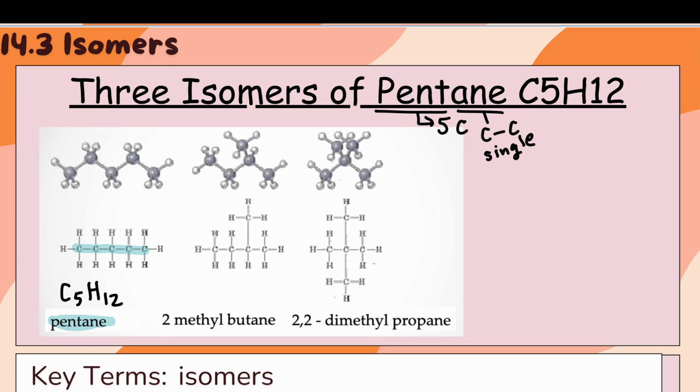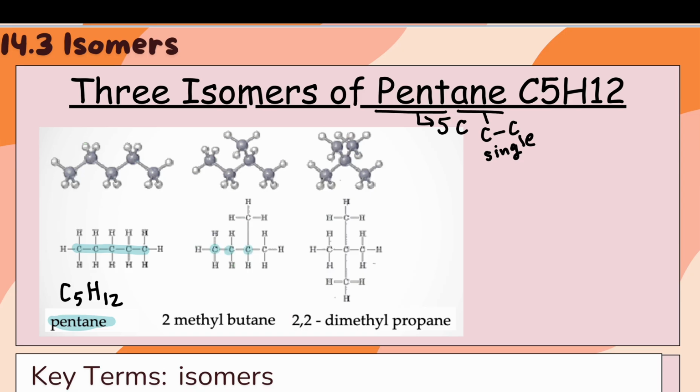Okay, but now it's saying that 2-methylbutane and 2,2-dimethylpropane are isomers. Notice how they look completely different. They have different names. They don't have the same number of carbons in their parent chain, okay? But let's take a closer look at how many carbons and hydrogens both of these molecules have. Starting with the 2-methylbutane, let's count our carbons.